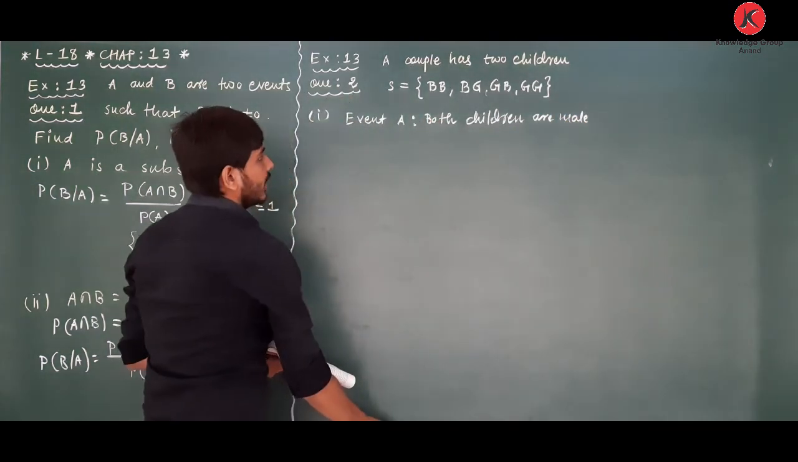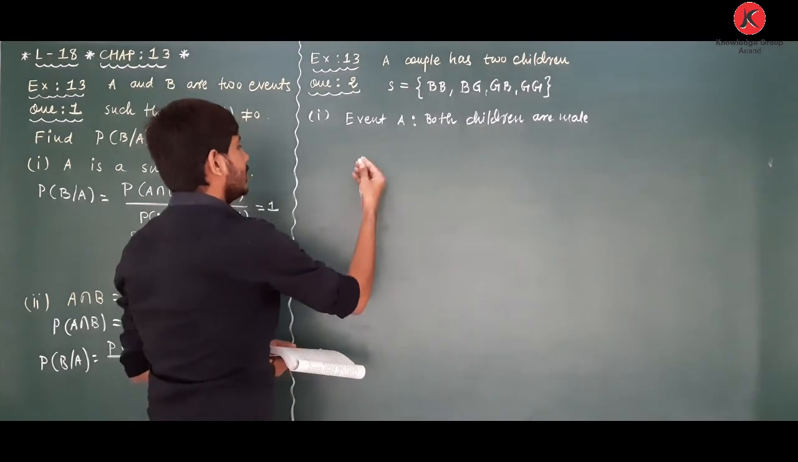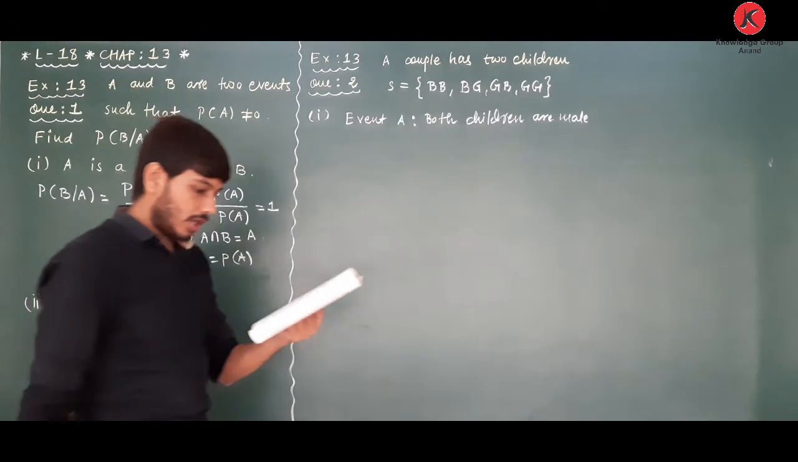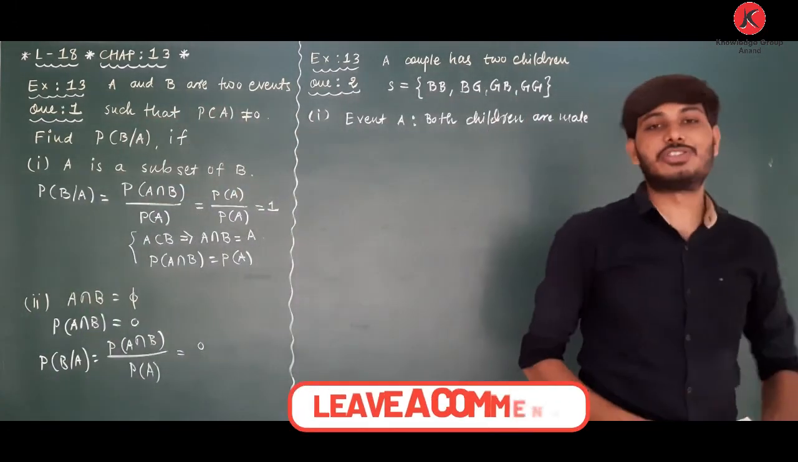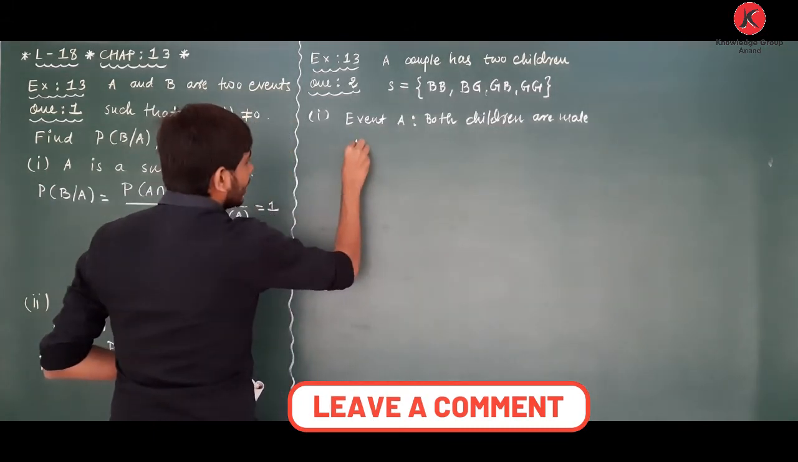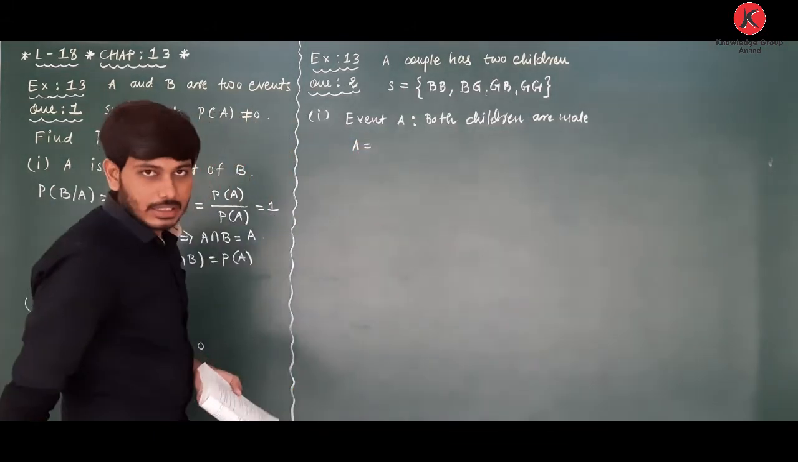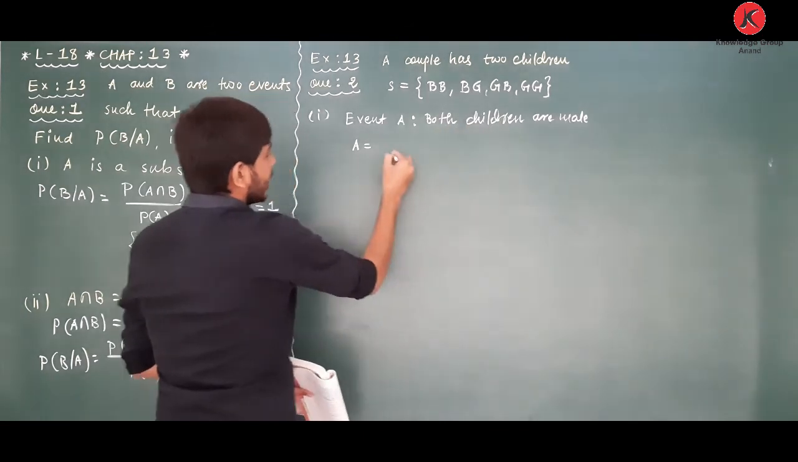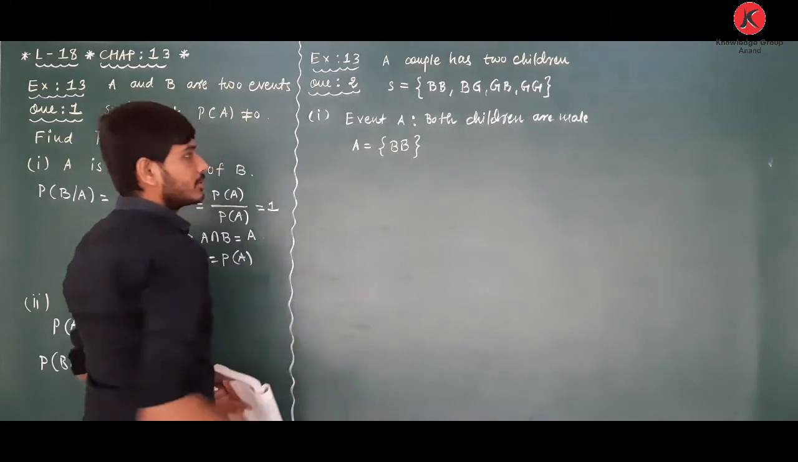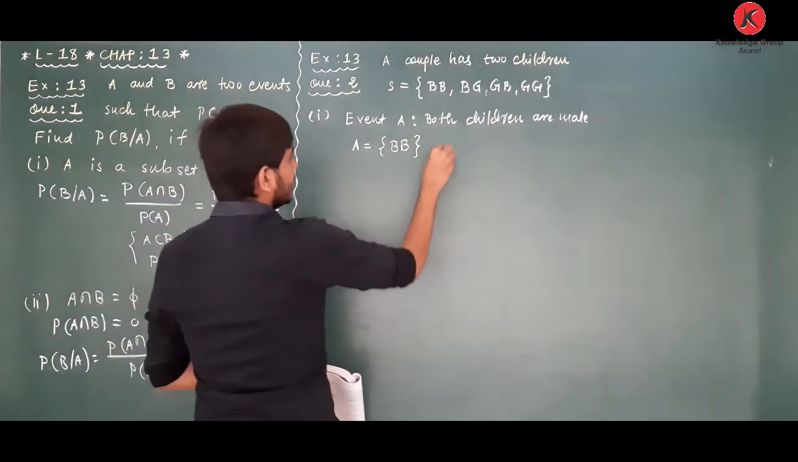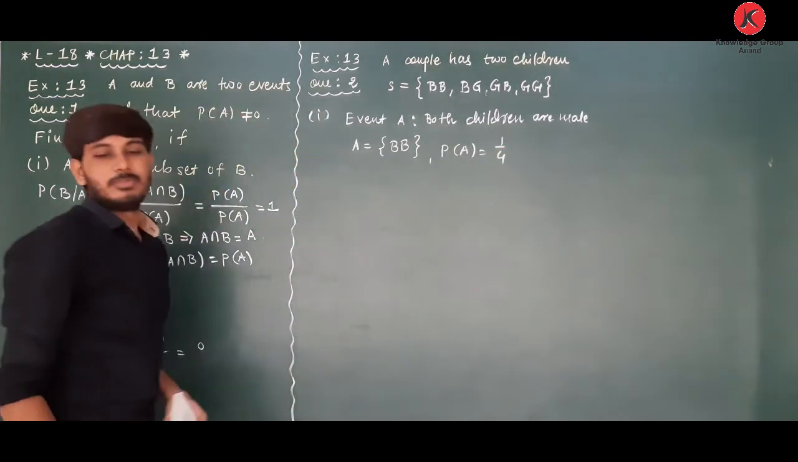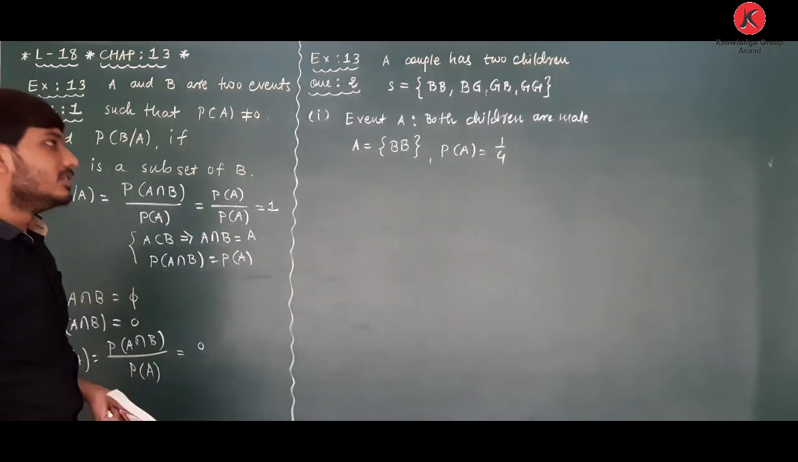And event B: at least one of the children is male. First, let's write down the outcomes of A and also calculate its probability along with it. Both children are male means both are boys, that means BB. If needed, calculate the probability; if not, it's no problem.